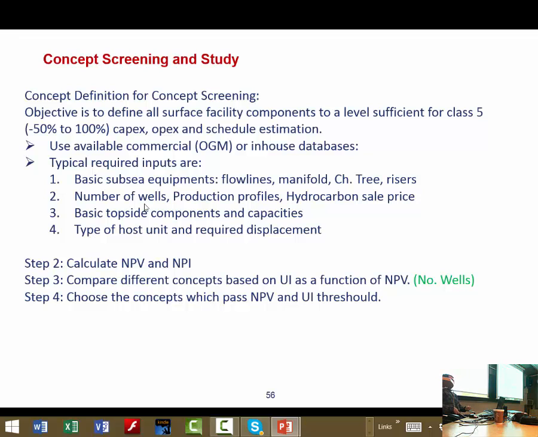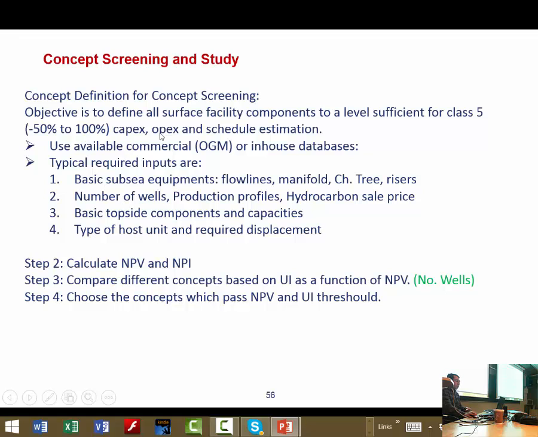So then also one of the main tasks during concept screening and concept selection is concept definition. Concept definition for the concept screening phase should be up to a level sufficient for cost class 5, capex, opex, and schedule estimation.